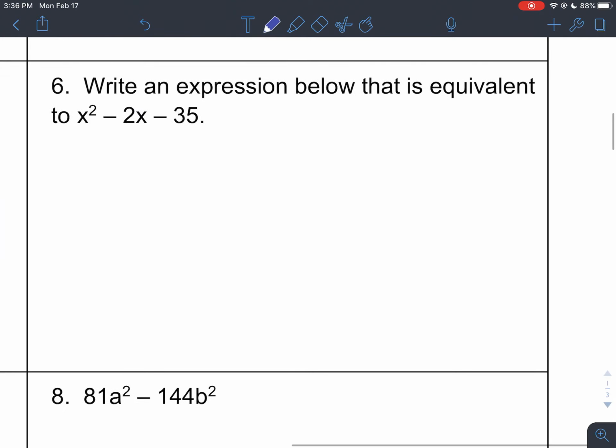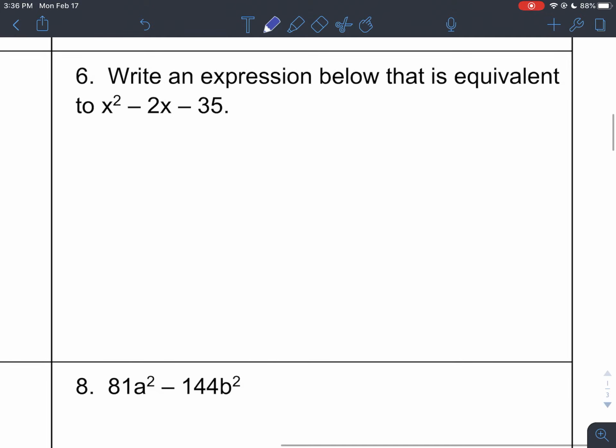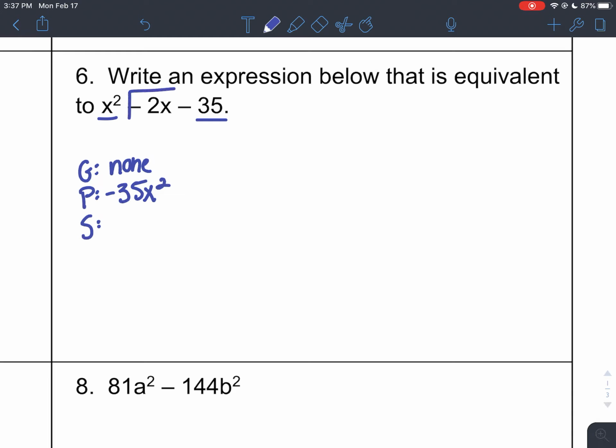So number 6 is very similar here, except this one is not a DOTS problem. But this one we can still solve using our GPS. So on this one, is there a greatest common factor I can pull out? No, there's not. Your product is the first times the last. We get negative 35x squared. Your sum is always that middle term, negative 2x.